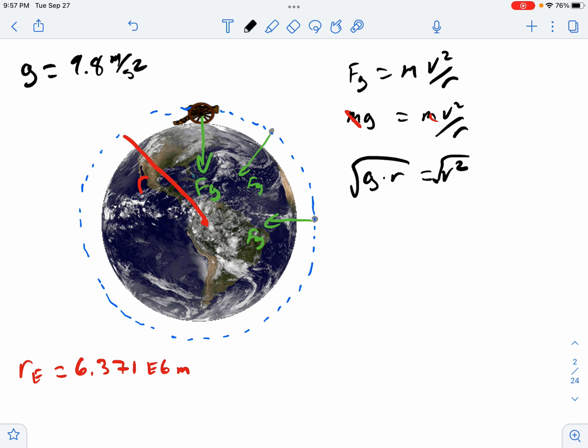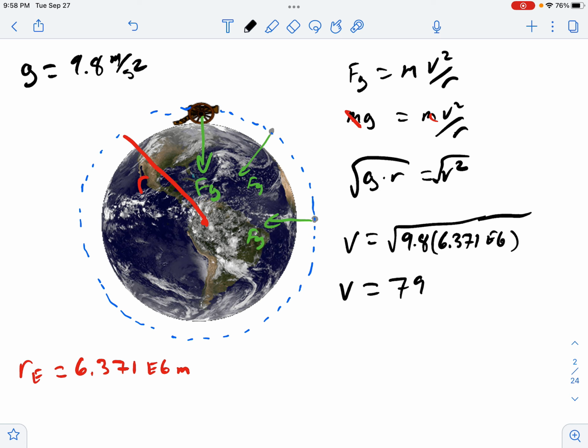Take the square root of that. So if we take the square root of 9.8 meters per second squared times 6.371 e to the 6 meters, we have meters squared per second squared, square rooted, so we get meters per second. Great. We throw that into our calculator, and we get this number spit back out.